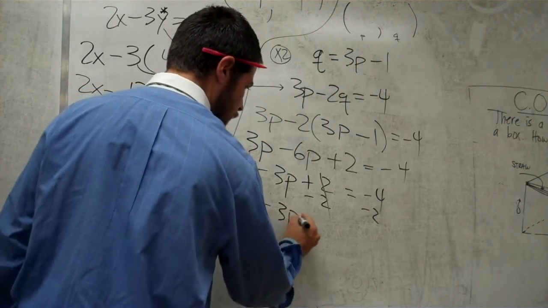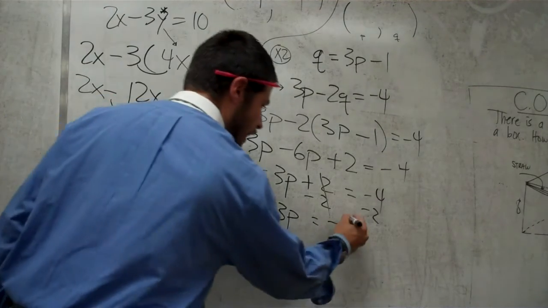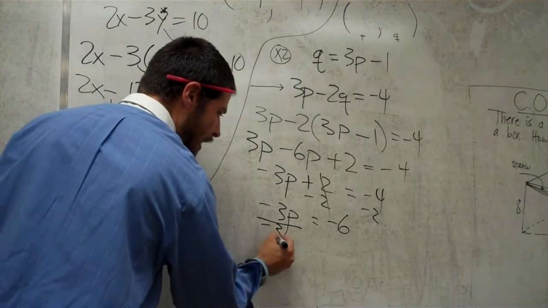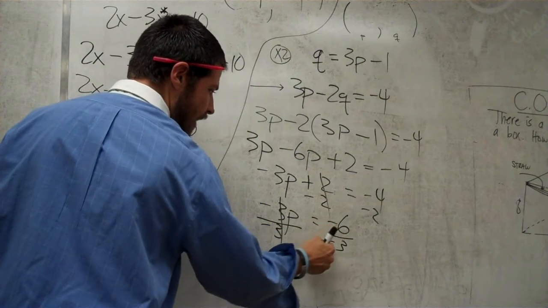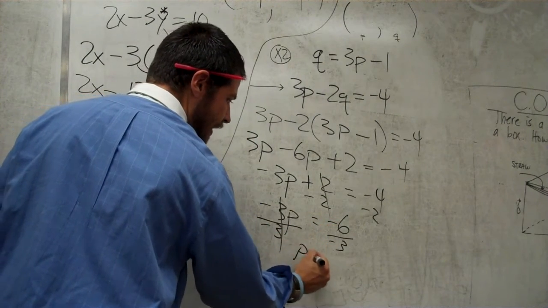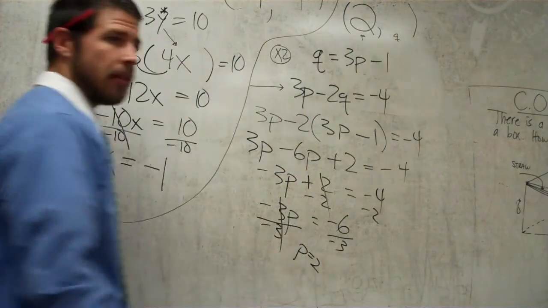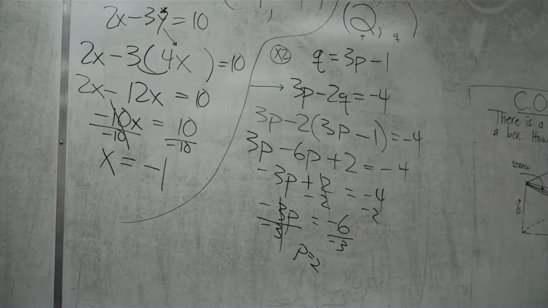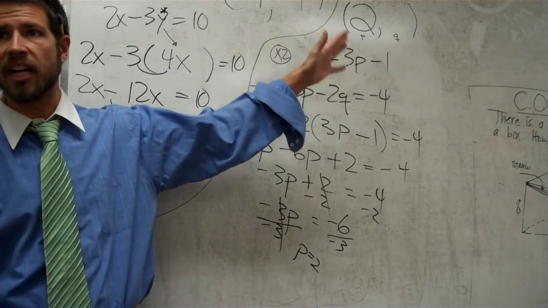Negative 3p equals negative 6. Thank you. And when you divide by negative 3 on both sides, negative 6 divided by negative 3 says p is equal to positive 2, and you go up to the top and you put that right there. So 6 minus 1. Now, you have one 10-second step left to do because we're not done yet.